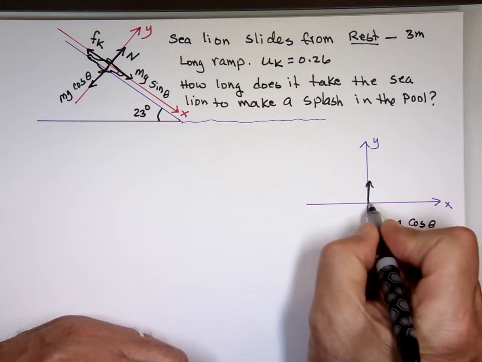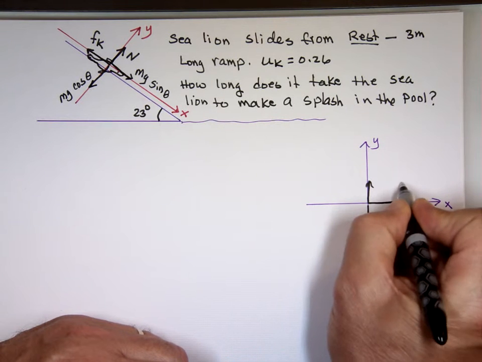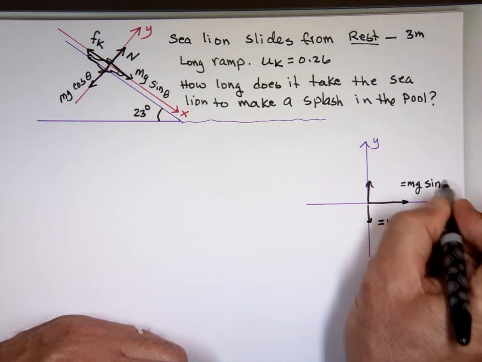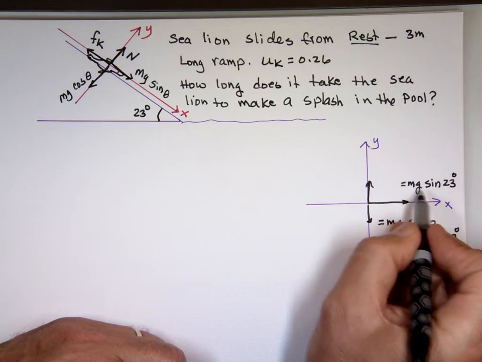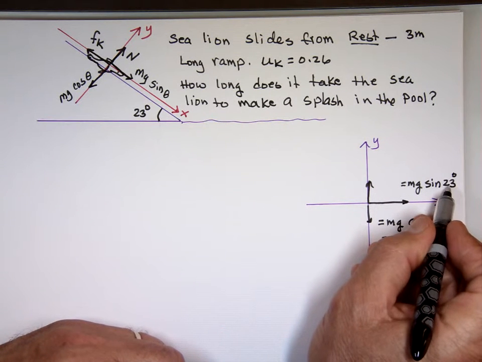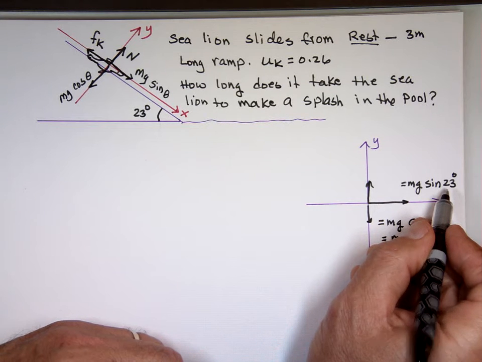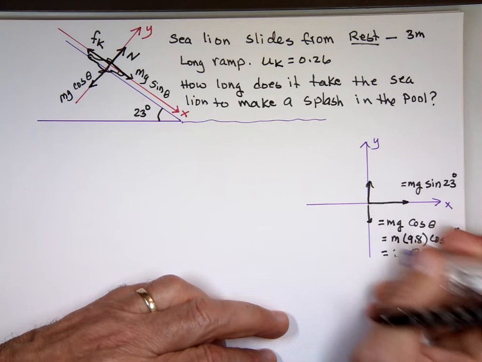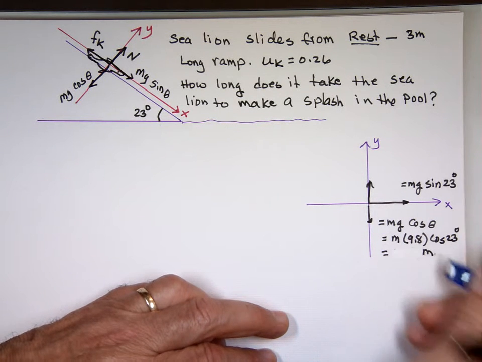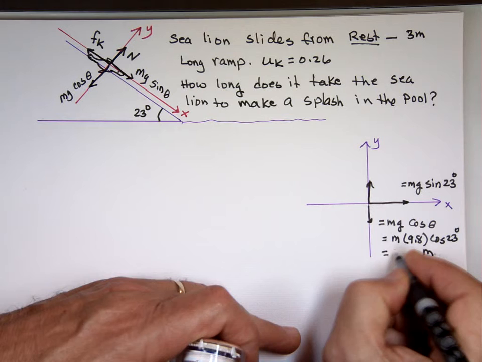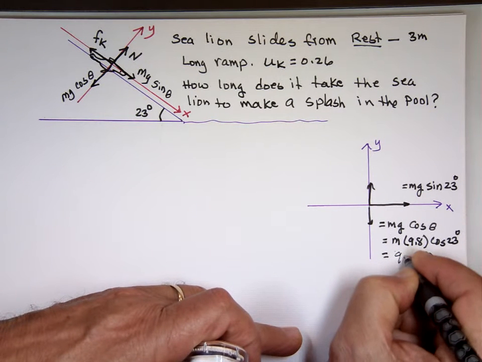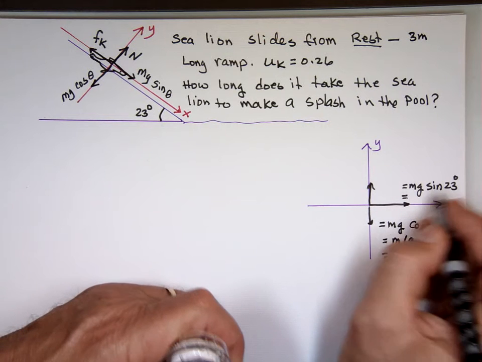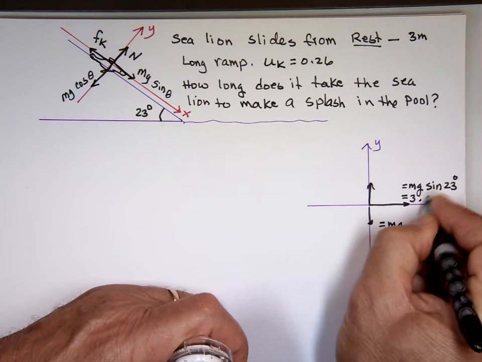This one here is equal to mg sine of theta, or sine 23. We know g, we know sine 23, plug them in. This number is wrong here. This is actually 9.02. That one here is the 3.83 times m.